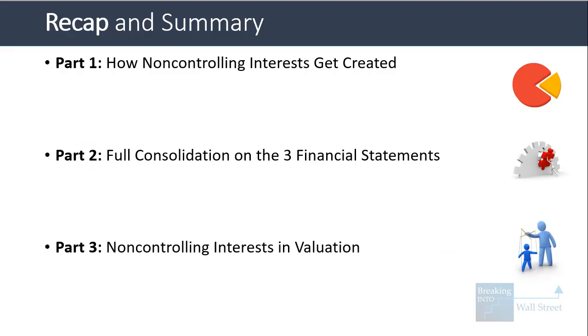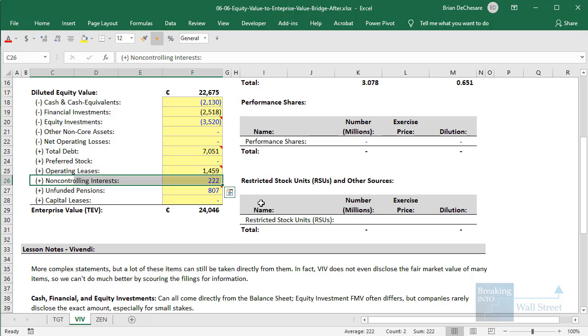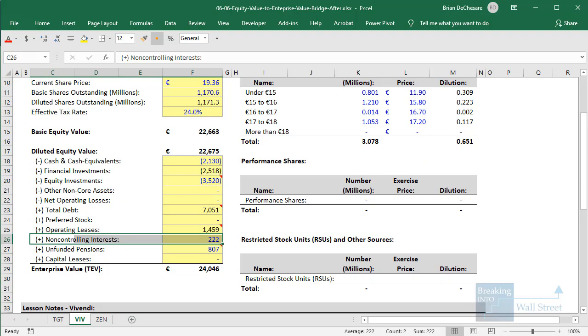And then I just told you about non-controlling interest and valuation. The short answer is yes, you do have to factor them in for consistency purposes and also because they do represent another investor group. If you can use the market value and find that, that's great. If not, the book value is fine, especially if it is a very small percentage of the parent company size, as it is in this example for Vivendi.